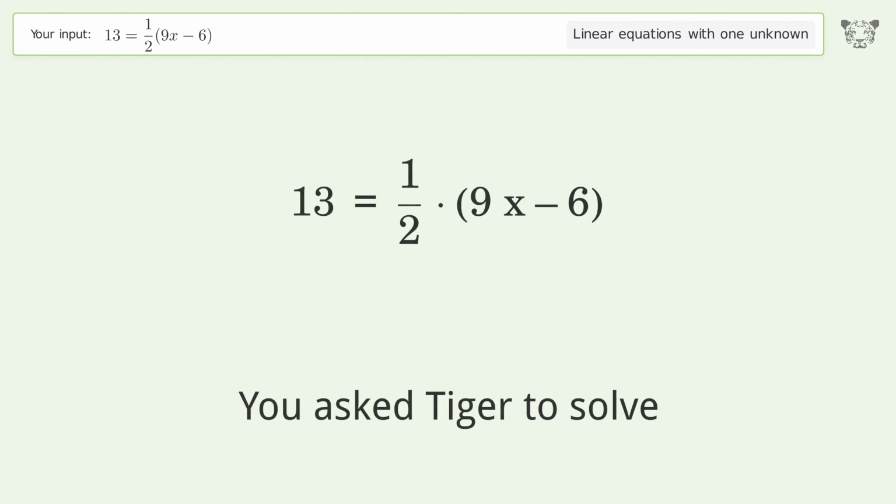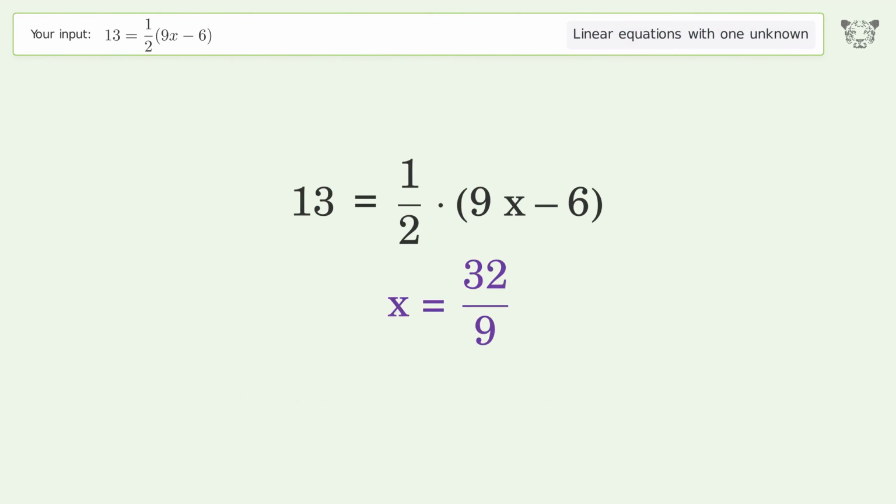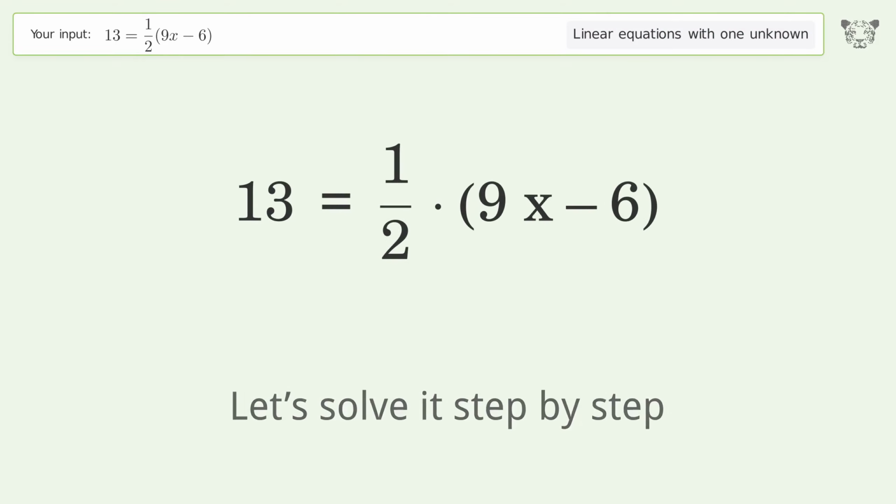You ask Tiger to solve. This deals with linear equations with one unknown. The final result is x equals 32/9. Let's solve it step by step.